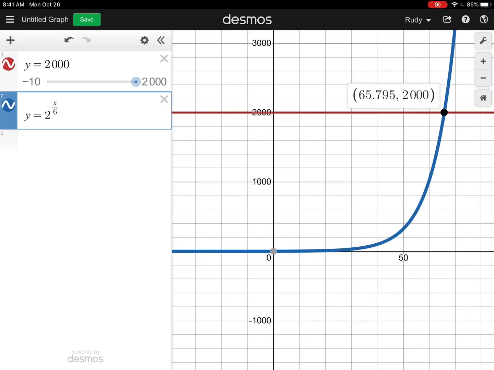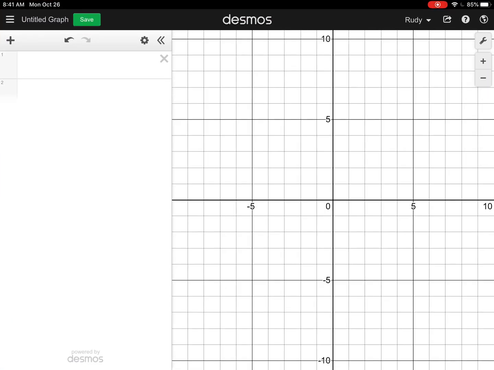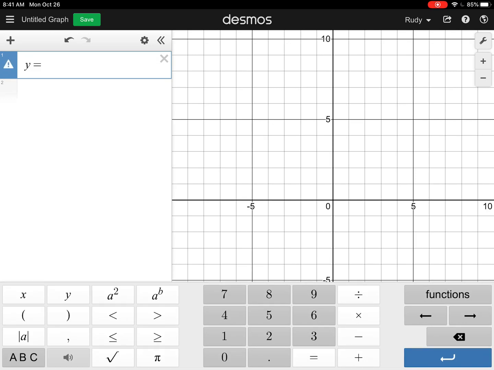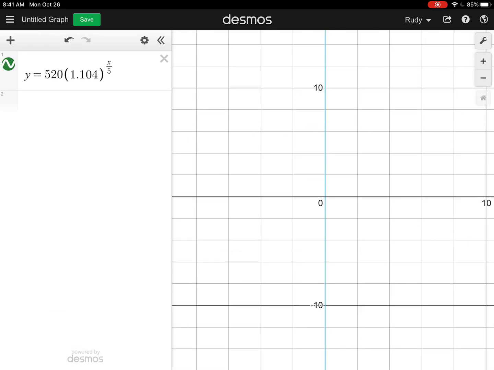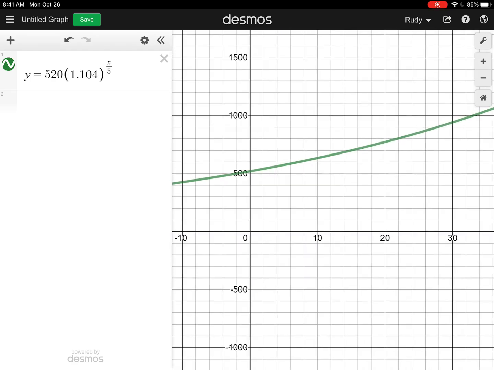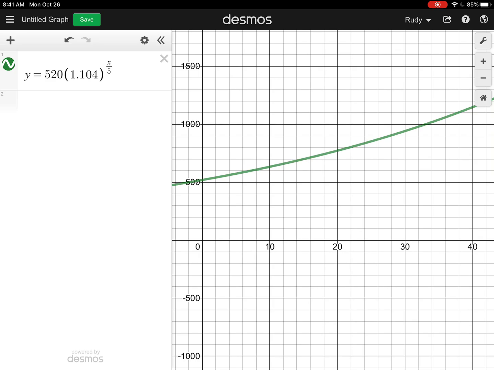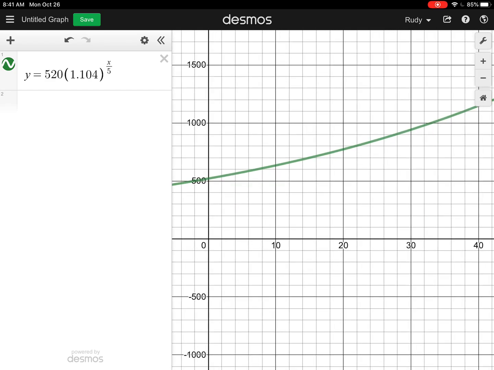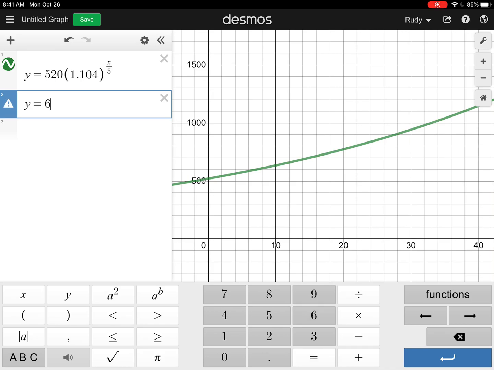And so, let's see. I'll go back to my basic zoom settings. So for the left side, I'll put y equals 520 times 1.104 to the power of x over 5. And if I zoom out for a moment, and compress my y scale down, this is modeling how the population of Surrey is changing over the next 40 years. This shows me how Surrey is changing. You can see the population from 2016. All right, so now if I graph Vancouver, this was 630, but growing at a slower amount.